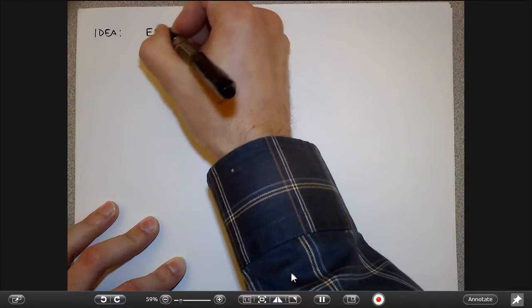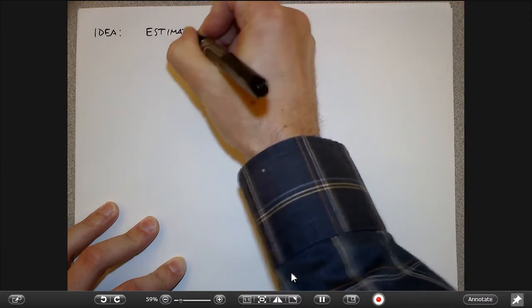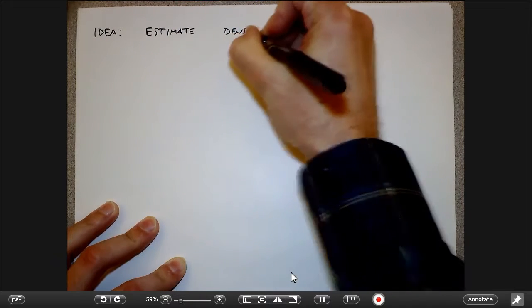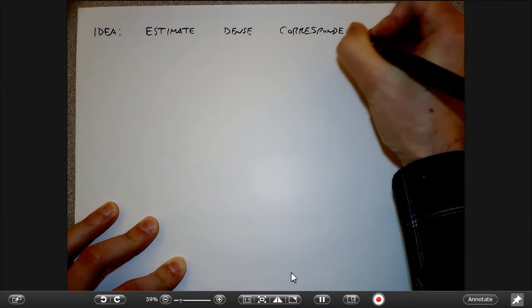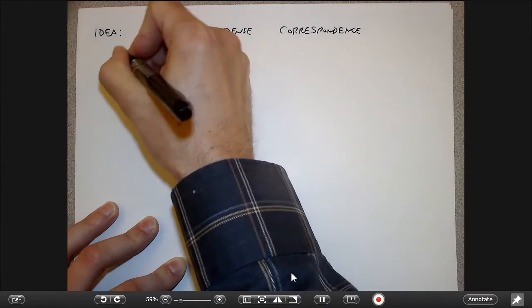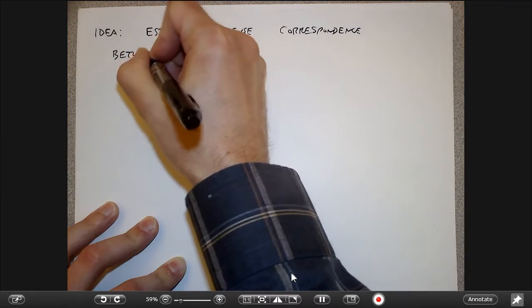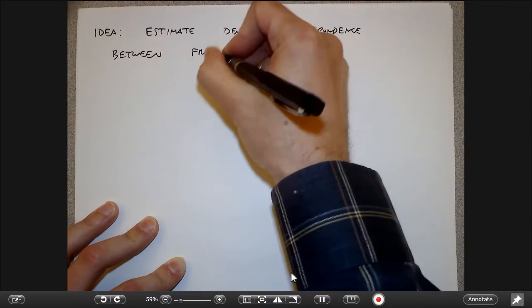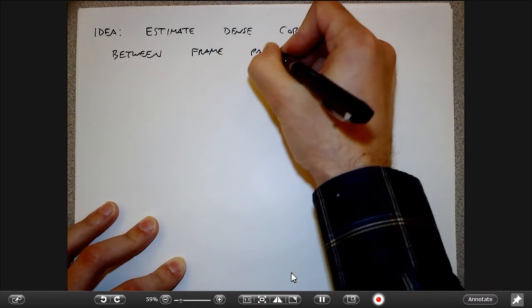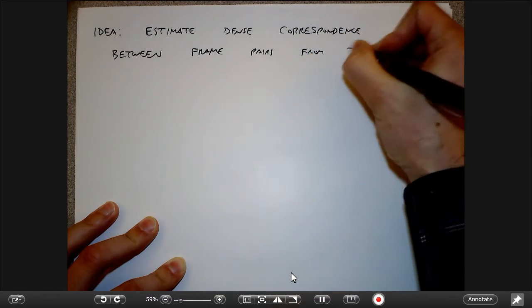What we want to do is estimate dense correspondence between frame pairs between the two sequences, right?